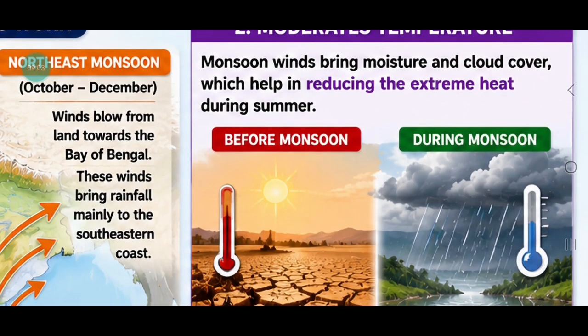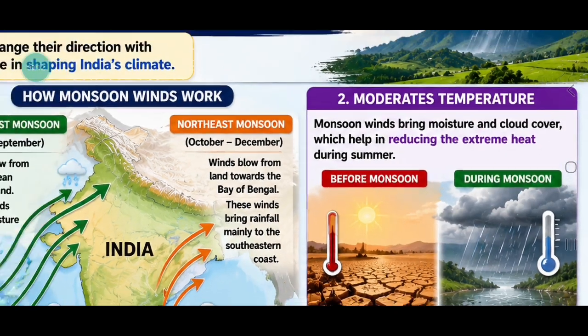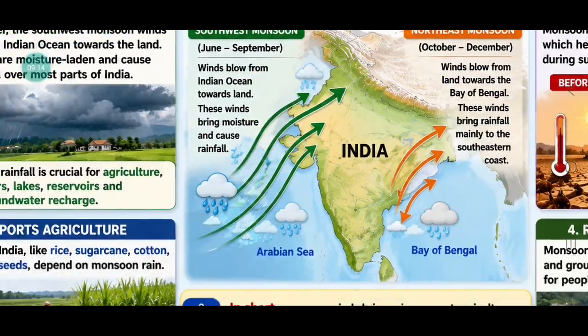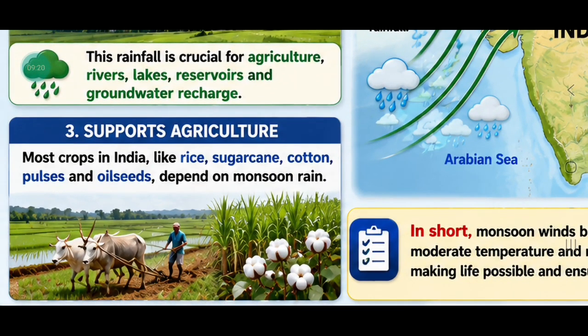Before monsoon there is extreme heat that we experience in the northern part of India, and during monsoon there is pleasant weather. So here it is moderate temperature. Then you can see point number 3. This is support agriculture. Most crops in India like rice, sugarcane, cotton, pulses, oil seeds, and some millets depend on monsoon rain.